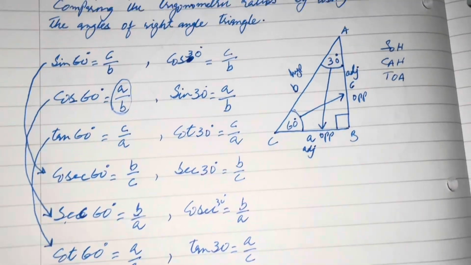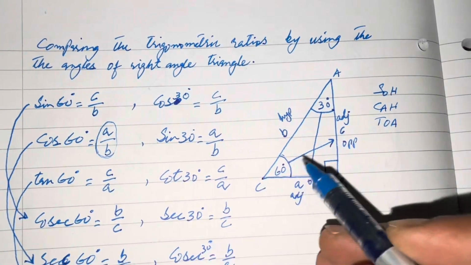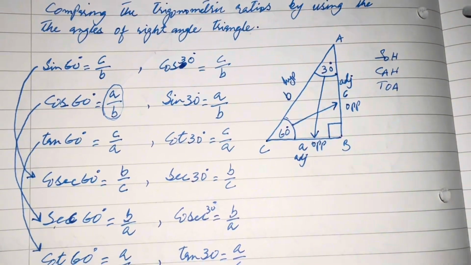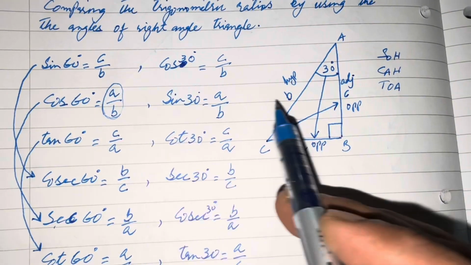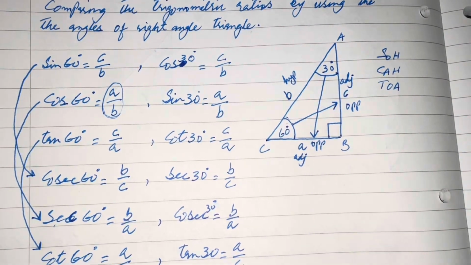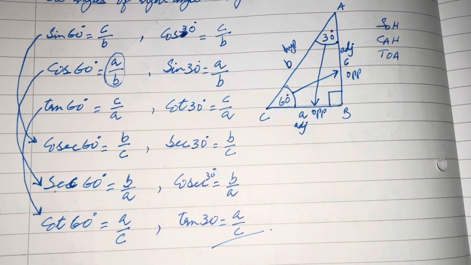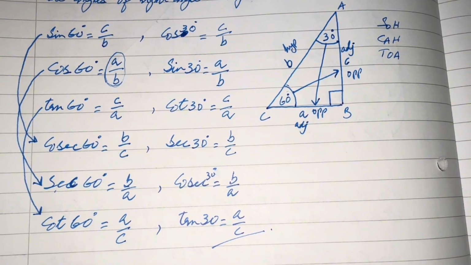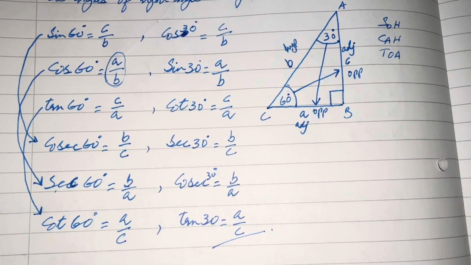So that's how today's lecture was about comparing the trigonometric ratios by using these two angles, and we have seen which ratios are equal with each other for these two angles. Hopefully you will understand when you watch this video. Inshallah, I will take some more examples, more interesting examples about the trigonometric ratios.